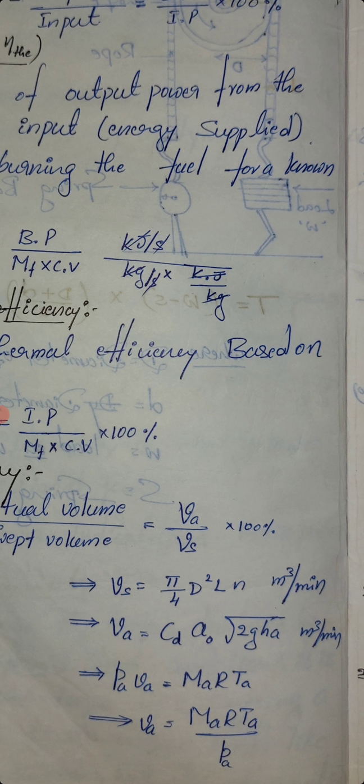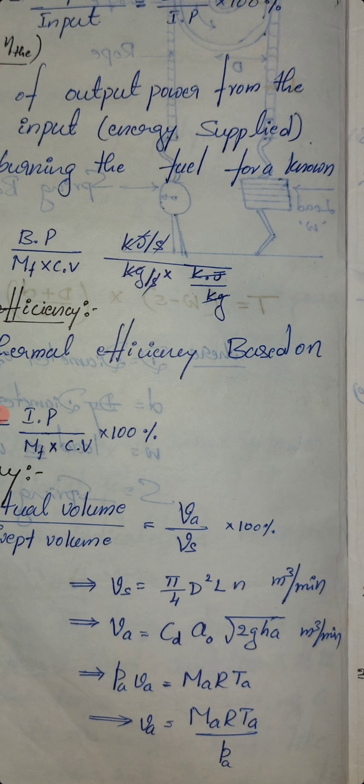What does the coefficient of discharge mean? We have a small orifice meter through which the air enters the cylinder after filtering. That orifice meter is where we calculate the amount of air that is entering. The coefficient of discharge varies from 0.6 to 0.65. So VA equals CD into A naught under root 2 g Ha, where CD is the coefficient of discharge of the orifice meter, and A naught is the area of the orifice meter.